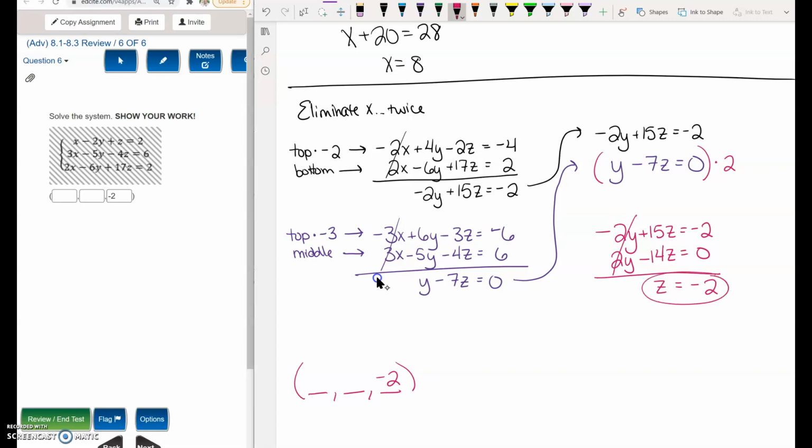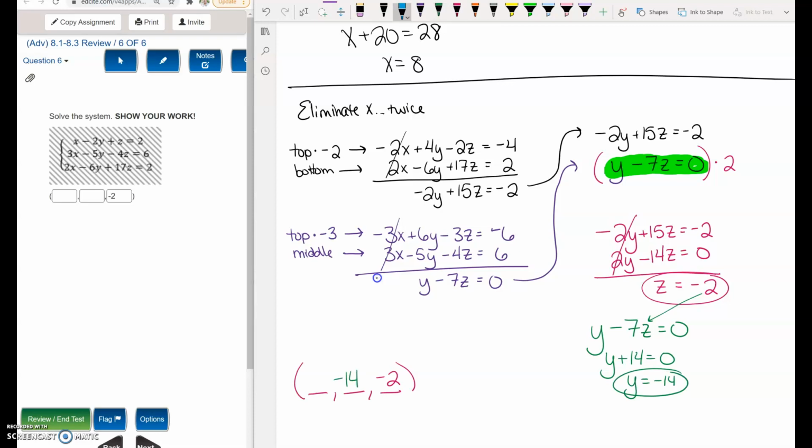Now that I know z, I'm going to go back to one of the equations that only has z and one other letter. And I think the easiest one is this one right here. So I've got y minus 7z equals 0. Plug that -2 in. That'd be y plus 14 equals 0. So y equals -14.